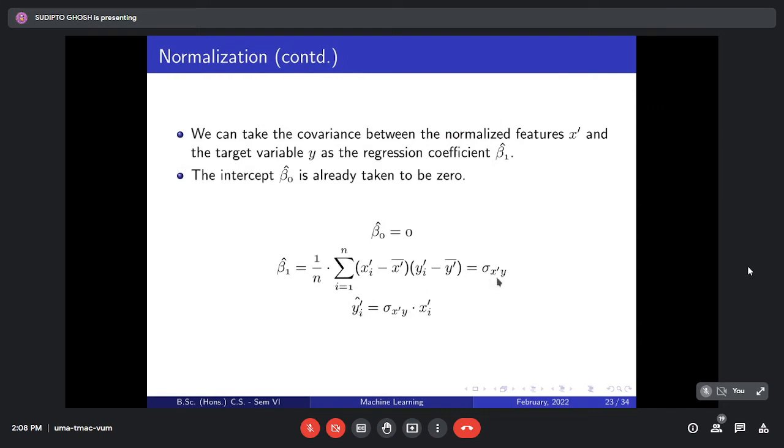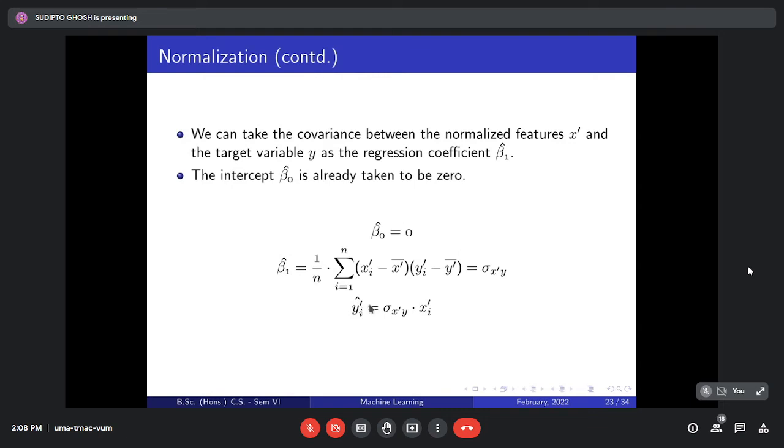So the covariance between the normalized features x and y, the covariance between the normalized features and the target values will be my regression coefficient, or whatever you might want to call it. This is again dependent on the data set itself. I do not have to find any iterations. I do not have to find any parameters. I can find the parameters at one shot by finding the covariance of the normalized features and y. Beta naught is zero, we forget about it.